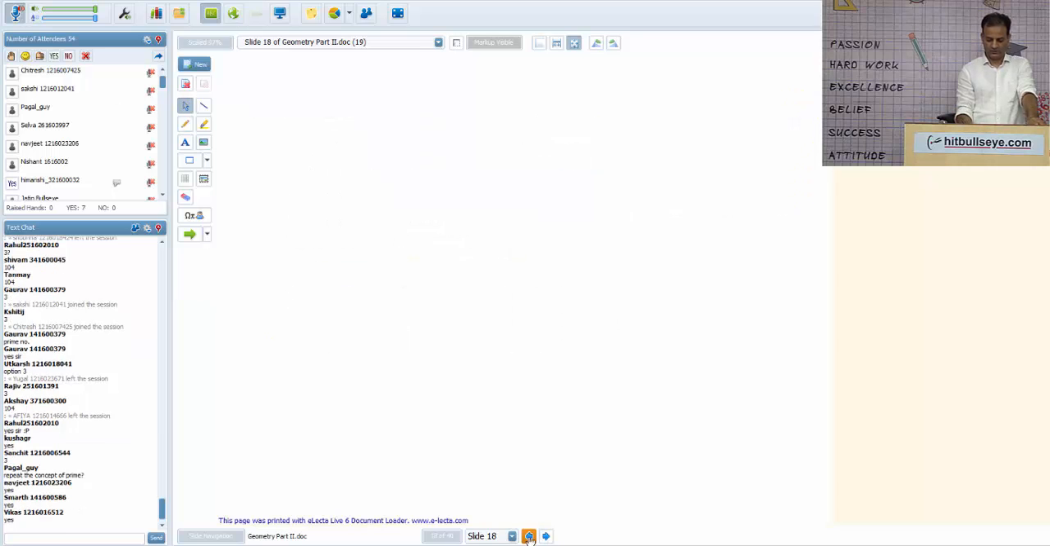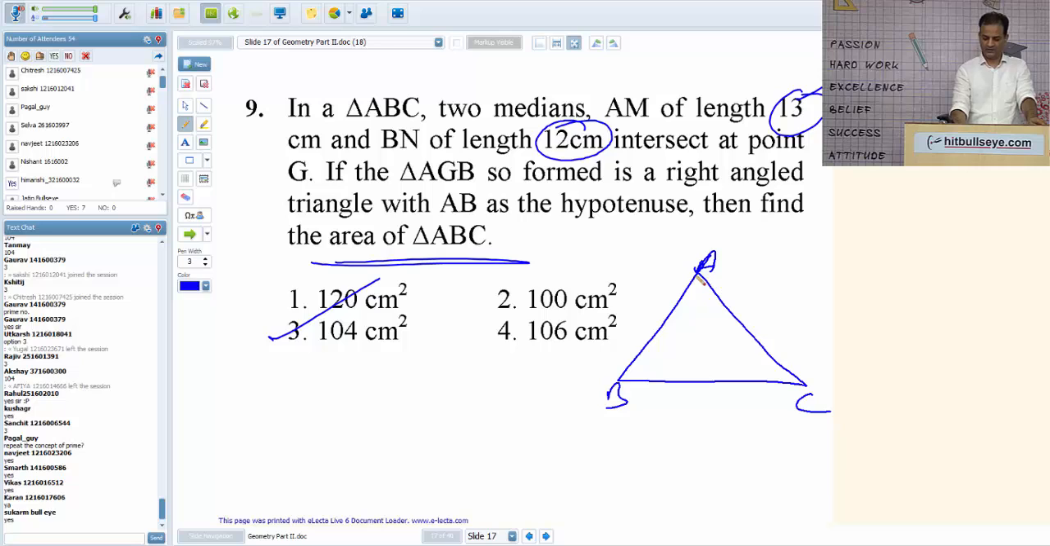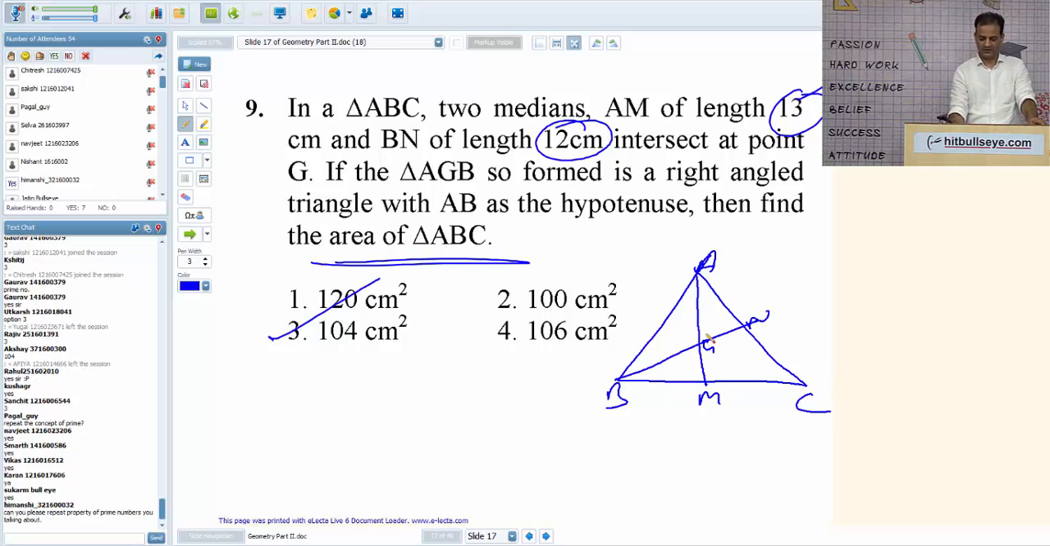Now see friends, here I am solving. You can do it orally. See, in triangle ABC, AM of length 13 centimeter. This is AM 13 and BN of 12 centimeter intersect at point G. So that AGB is formed as a right angle triangle. Here it is a right angle triangle with AB as hypotenuse. This is hypotenuse. Then find the area of triangle ABC.